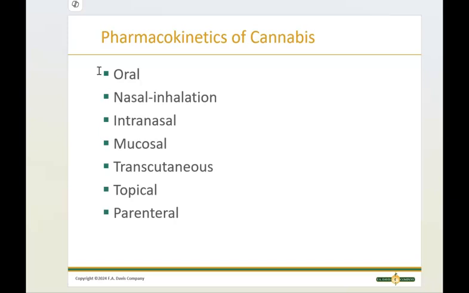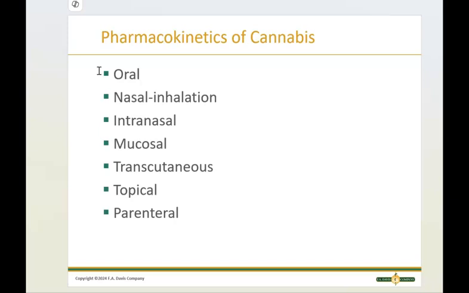We can get cannabis in a multitude of different ways, right? Oral, inhaled, intranasal, mucosal, transcutaneous, topical, and parenteral even. And each of those is going to have its own kind of issues. Important things to know: when cannabis is smoked, it's absorbed through the lungs, and the onset is within minutes and can last 1 to 3.5 hours.